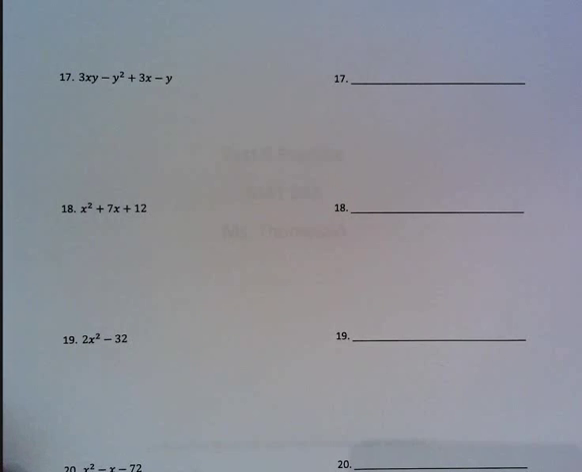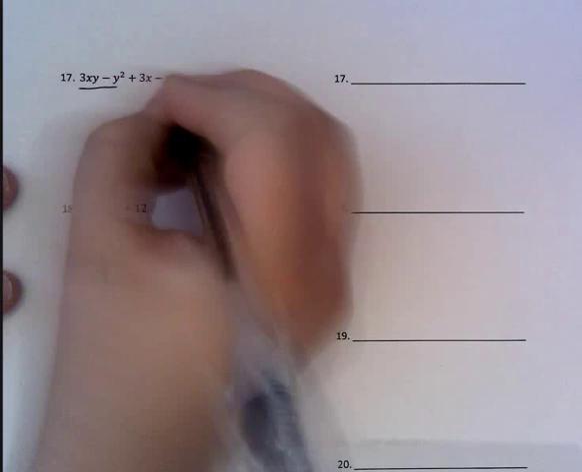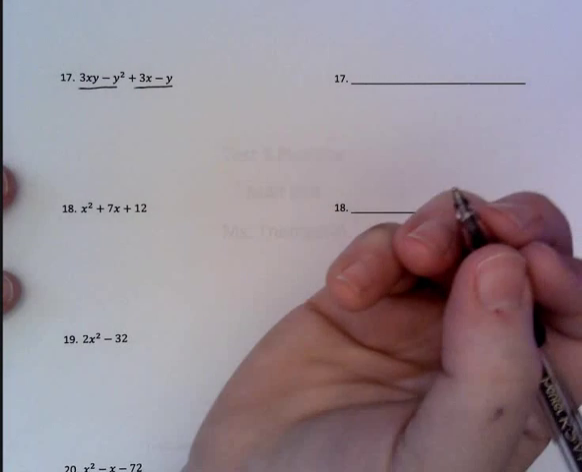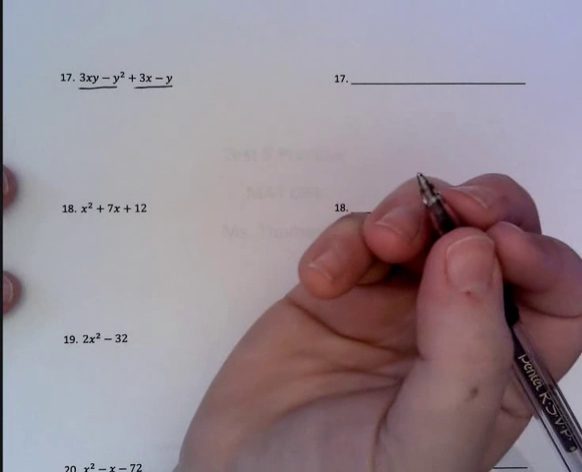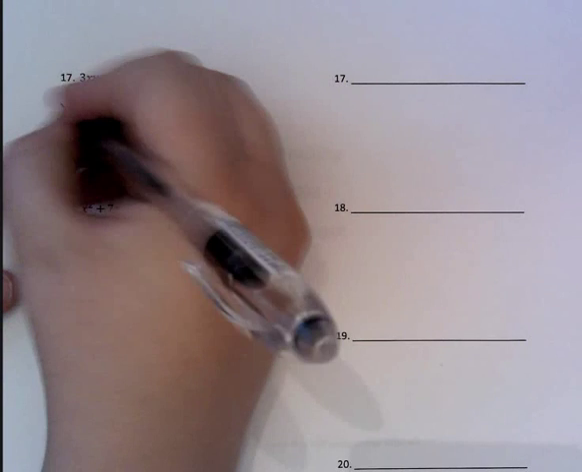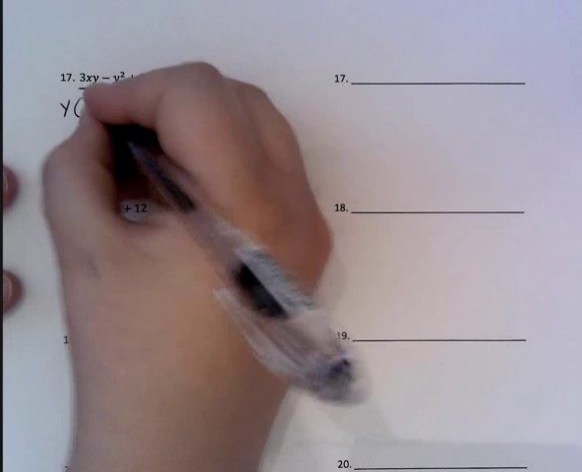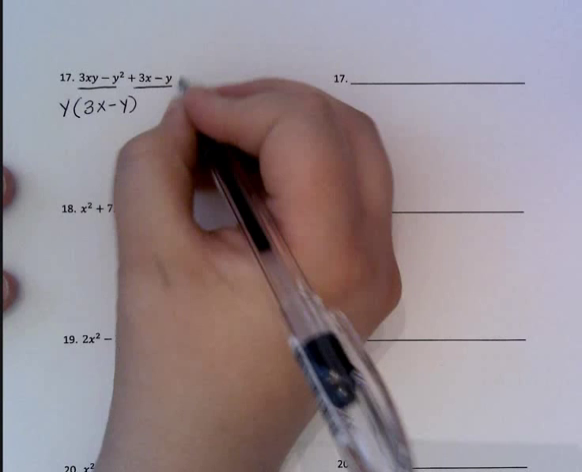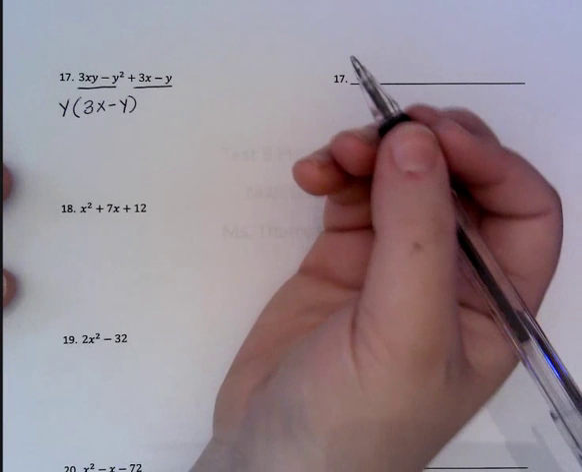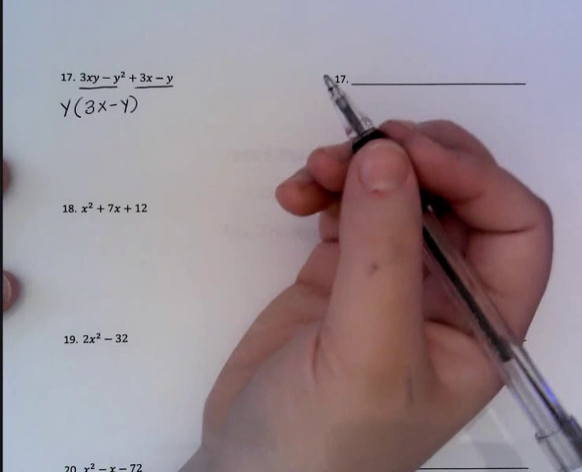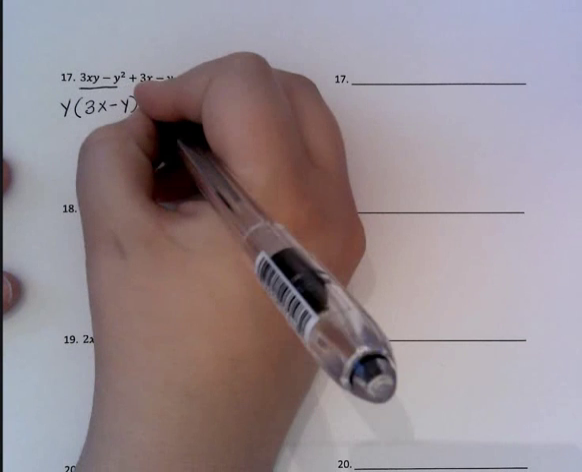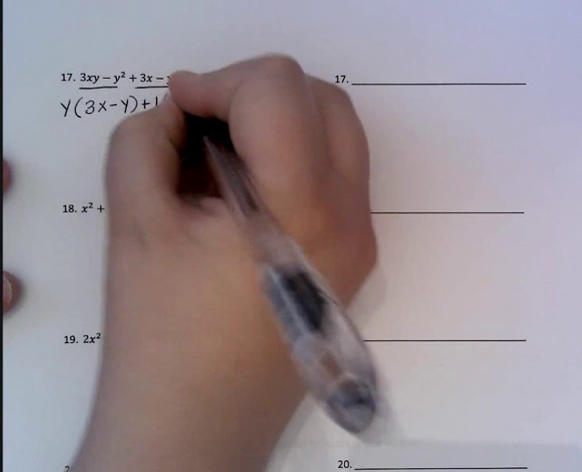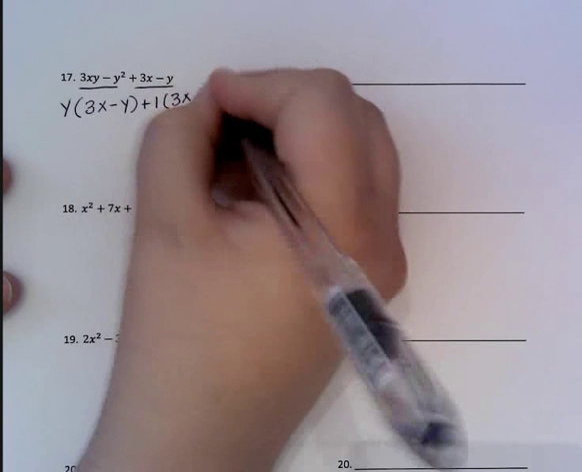Number 17 is a grouping problem because there are 4 terms. So I underline my first 2 terms and then my second 2 terms. So on the first 2 terms, I can pull out a y, which leaves me with 3x minus y. In these second 2 terms, there's nothing that they have in common, but in grouping, you have to pull something out. So we're going to pull out a 1. So that would still leave me with the 3x minus y on the inside.